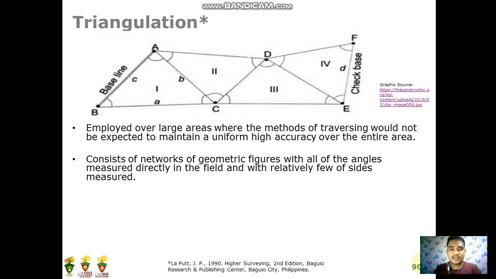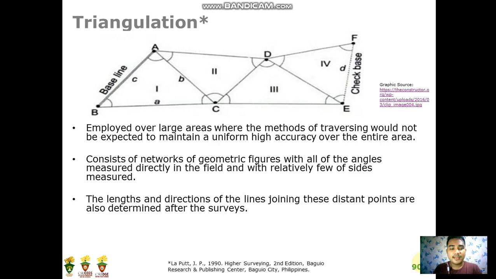Triangulation is using angles, no? Using angles kaya nagtawag siya triangulation kay angle ang basis. So triangulation consists of networks of geometric figures with all the angles measured directly. Angles are measured directly in the field with relatively few of the sides measured. So ang i-measure lang niya is ang baseline o ang check base, no? Sa distance. So angles ang gamiton tapos few nga distances lang ang gamiton. And the length and direction of the lines joining these distance points are also determined after these surveys.